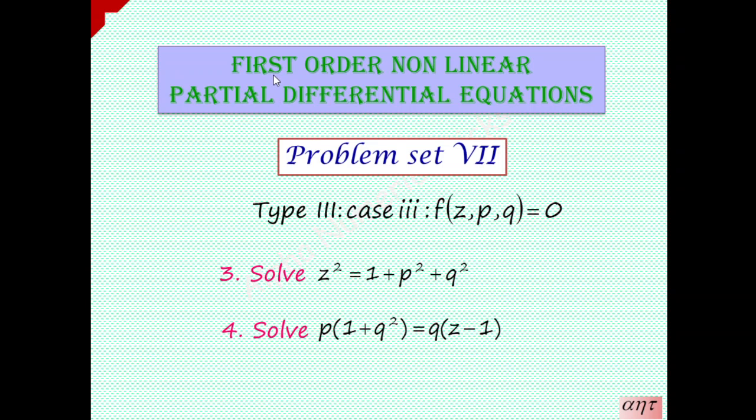We are going to see how to get the solution of the problems under the type first order nonlinear partial differential equations. The type of the problem is type 3, case 3, f of z, p, q is equal to 0. In the last video also we have seen how to get the solution of f of z, p, q is equal to 0 type of problem. That is the same type of problem. This is a continuation of the previous video.